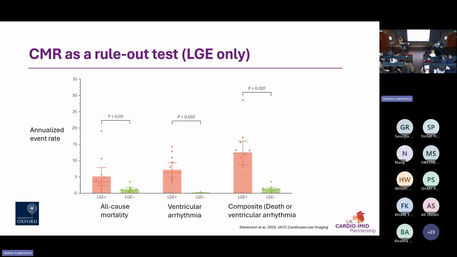Interestingly, CMR as a first-line test is because it's a great rule-out test. So this is looking at late gadolinium positive, late GAD only, not T2 weighted imaging, but a meta-analysis of 1,300 patients showed that if you have an MRI with no late GAD, then your chance of all-cause mortality or ventricular arrhythmia is very low.